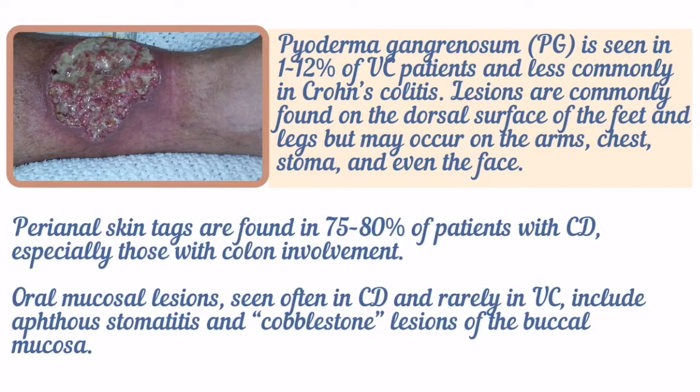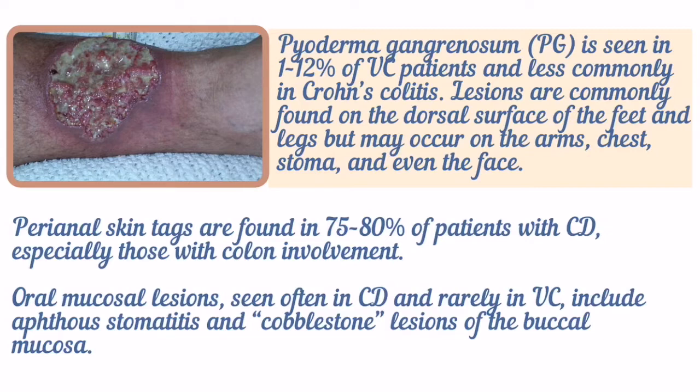Coming to the second one, it is pyoderma gangrenosum, which is seen in 1 to 12% of ulcerative colitis patients and less commonly in Crohn's colitis. These lesions are commonly found on the dorsal surface of the feet and legs, but may occur on the arms, chest, and stoma or the body, and even the face. You can see the image of pyoderma gangrenosum.